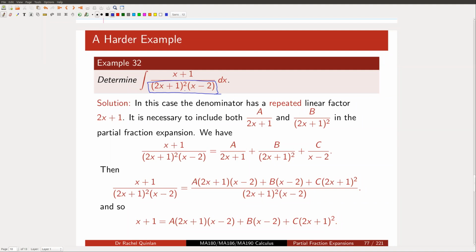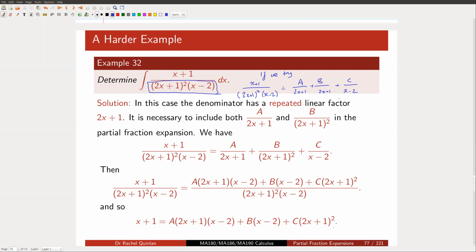And I guess the reason for that is, if you were to try something like this, x plus 1 over 2x plus 1 squared times x minus 2 equal to a over 2x plus 1 plus b over 2x plus 1 plus c over x minus 2, which is kind of what you do if there were 3 different factors, then you're sort of in trouble, because when you look at the right-hand side, the common denominator there isn't 2x plus 1 squared times x minus 2. It's just 2x plus 1 times x minus 2. So that approach isn't going to work.